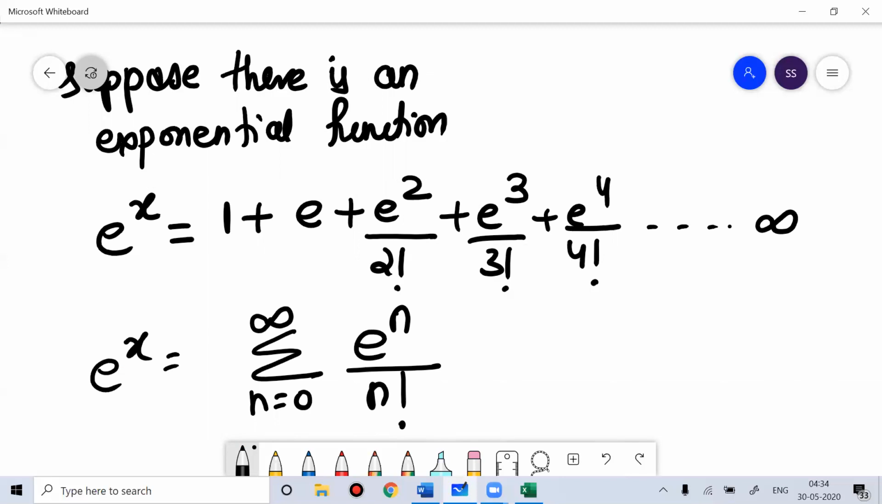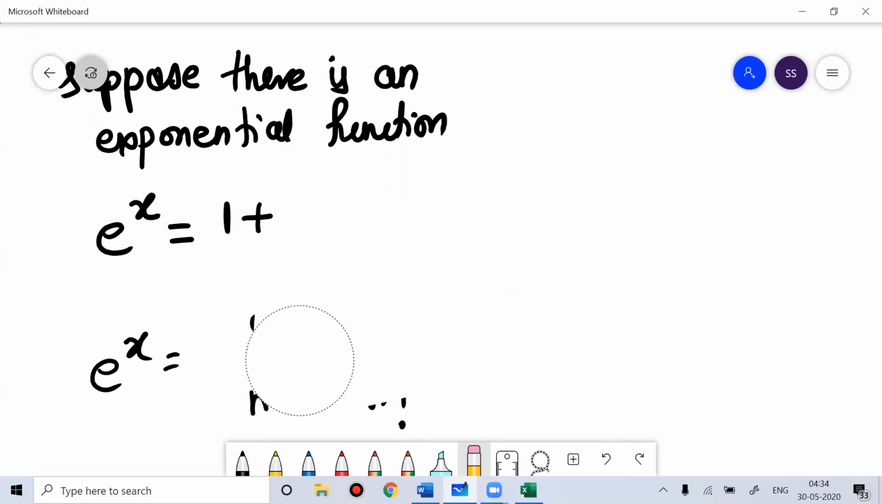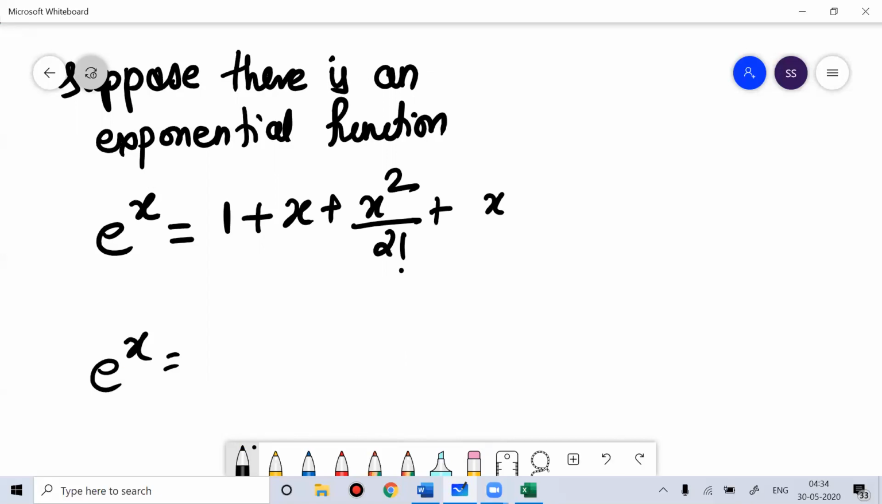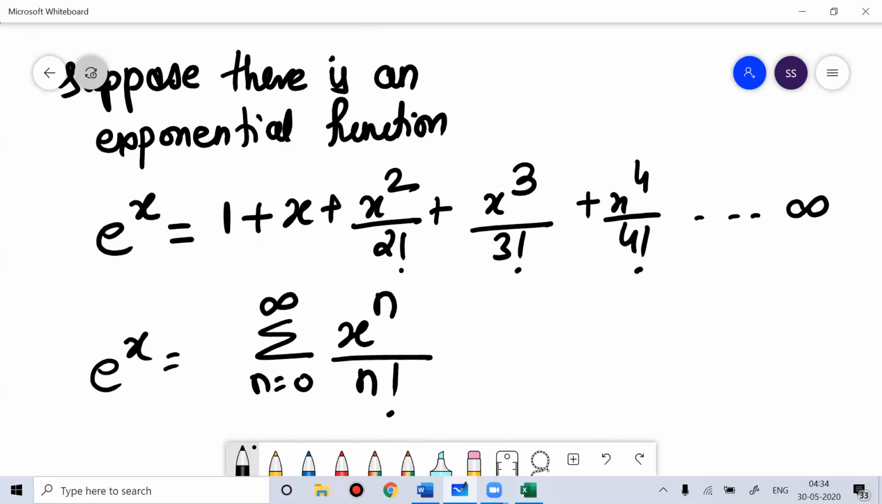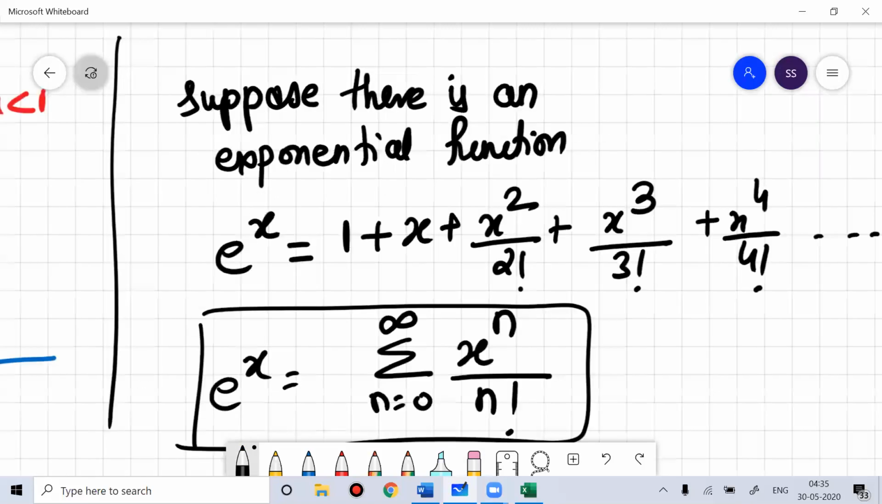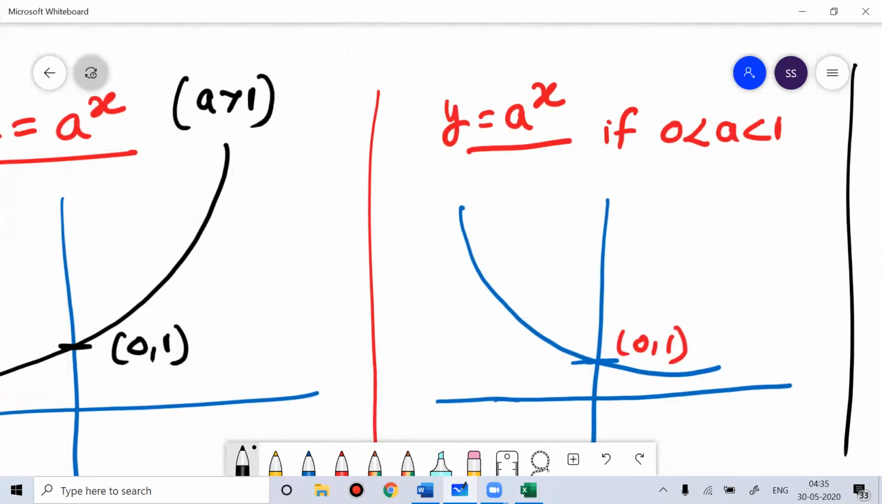So this way you can understand logarithm. Sorry, here not e, I wrote everything in terms of e only. You can introduce another variable called x. So 1 plus x plus x square by 2 factorial, then x cube by 3 factorial plus x to the power 4 by 4 factorial till infinity. You can write this as the summation of n from 0 to infinity of x to the power n by n factorial. This exponential form, what we have studied here, the inverse of this exponential form will give you the value of logarithm.